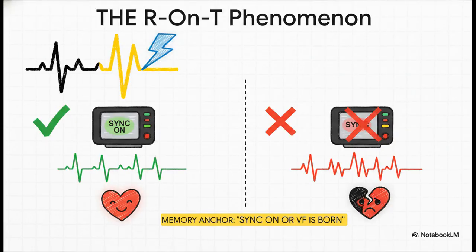This is called the R on T phenomenon. You see, the T wave is when the heart's ventricles are repolarizing, kind of resetting. It's a very vulnerable electrical moment. A shock right then and there can send the heart into the most chaotic, lethal rhythm there is, VFib. So to make sure you never forget this, burn this into your brain. Sync on or VF is born. It's your most important safety check.